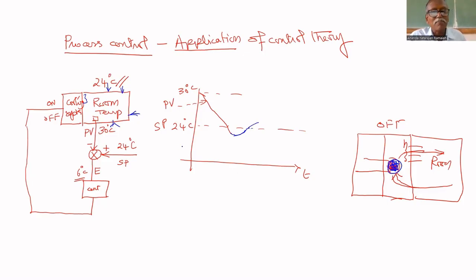But after some time, because of the cooling element, it starts decreasing. As I said earlier, it happens like this. It oscillates around the set point. Are you able to follow? It never becomes 24. It oscillates around the set point. This type of controller is called an on-off controller. Do you understand this?